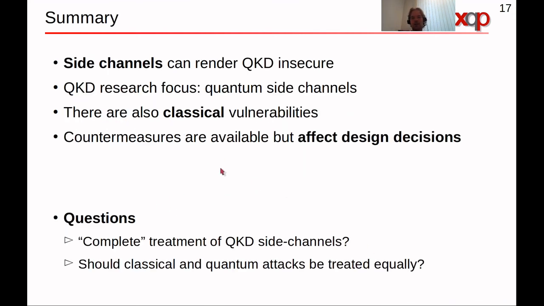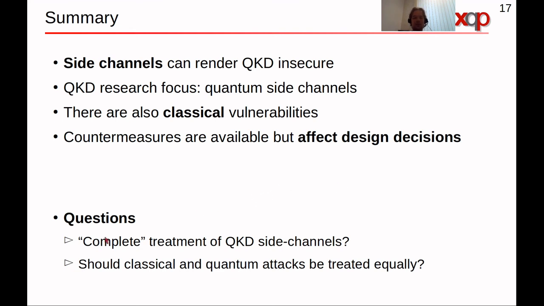In conclusion, side channels can render quantum key distribution insecure. The research focus has always been quantum side channels, but there are also classical side channels. And while those may not be specific to quantum key distribution and countermeasures are available, these countermeasures affect design decisions, and these design decisions might be specific to quantum key distribution. This means that it's worth looking and considering classical vulnerabilities in the design of quantum key distribution devices at fairly early stages of the design, and also it's very important to keep them in mind when talking about the mode and environment of operation for quantum key distribution devices.